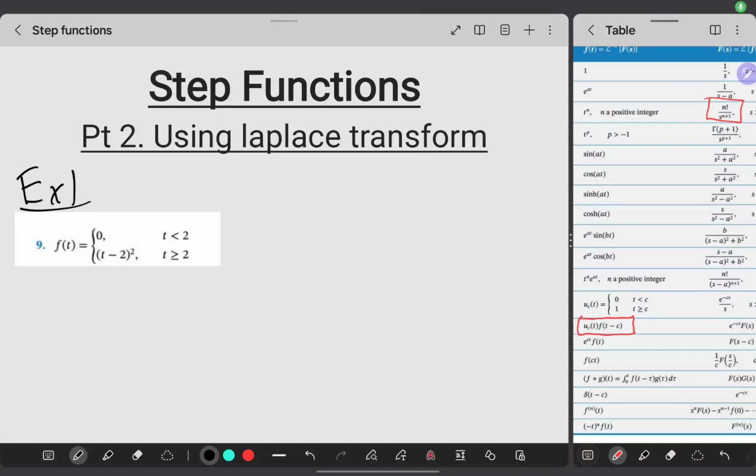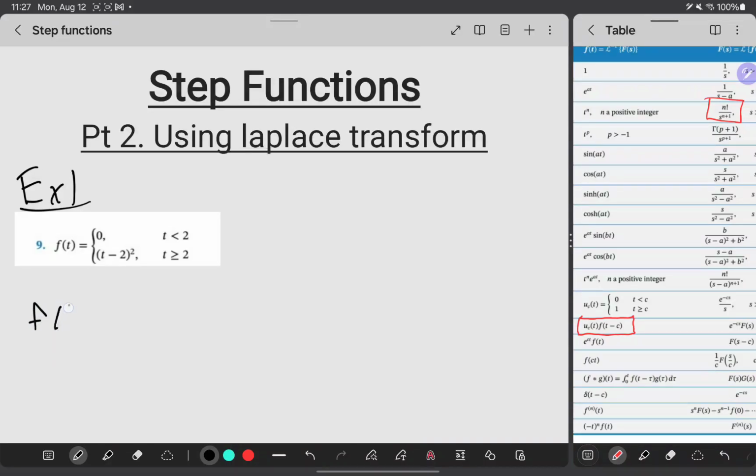So let's continue our step functions. We're going to look at now doing the full problems using the Laplace transformation. Example 1, let's just dive right in. We do the same thing we did in the last video.